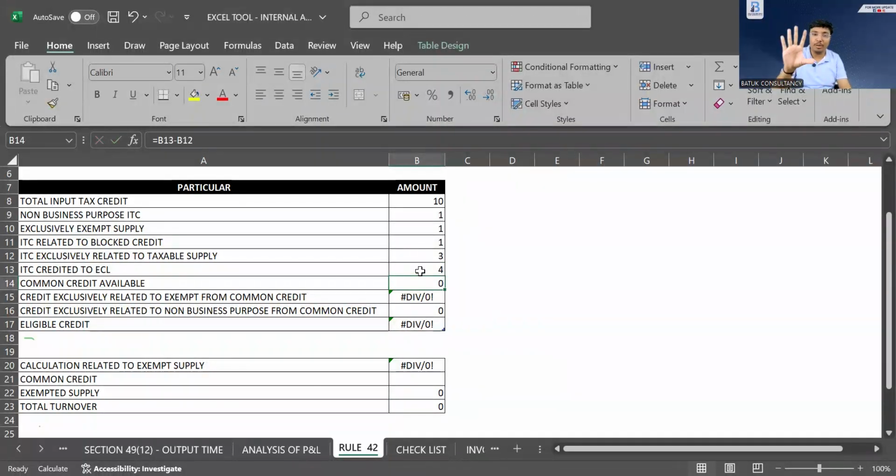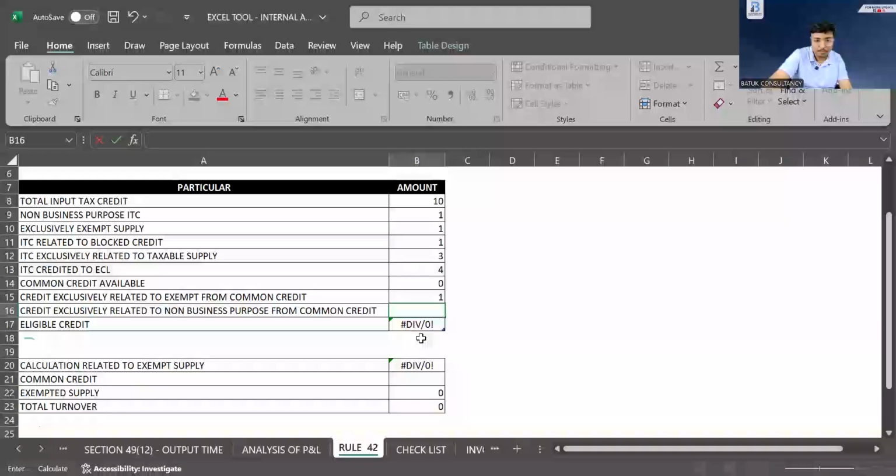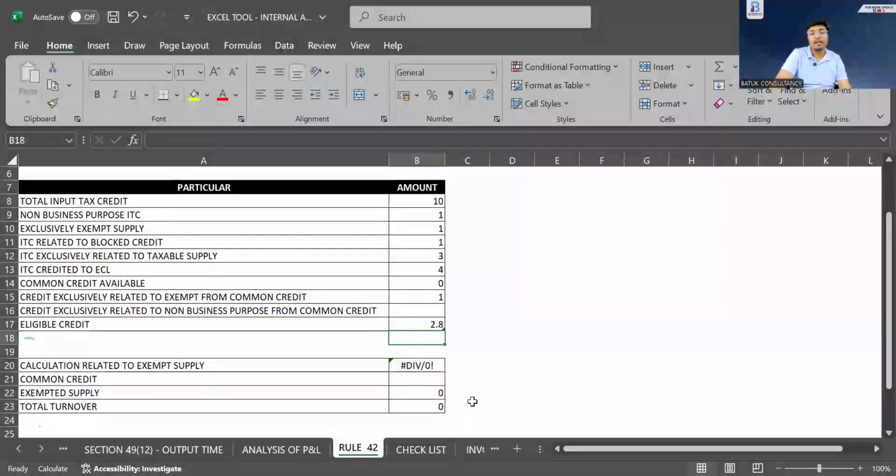Now you need to calculate 5% of the common ITC, and that will be shown here, 0.20. And you need to multiply that 4 with exempted turnover divided by total turnover. So your exempted ITC will also be there, suppose 1 rupee. In that case, your eligible credit will be treated as 2.80. So your 2.8 will be treated as your ITC eligible. I think the calculation is perfect.